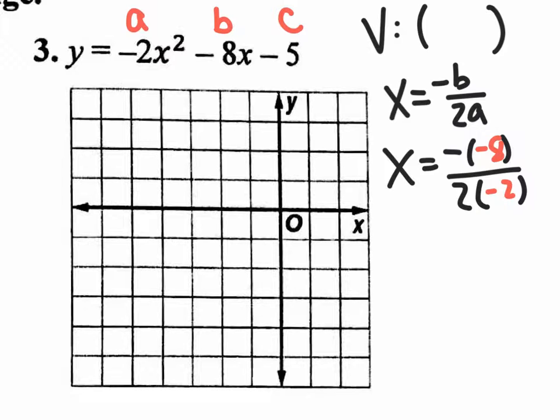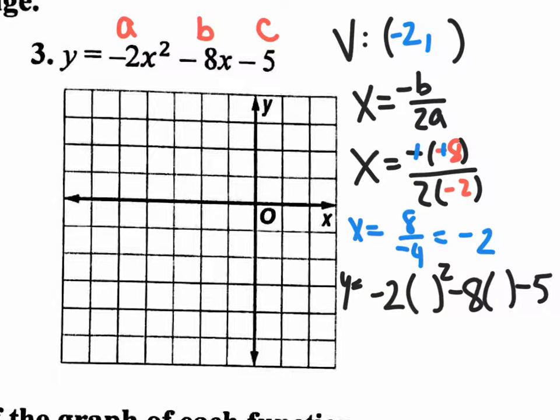And if I work this out, I get a positive 8 up on top and a negative 4 on the bottom. So x really equals positive 8 divided by negative 4, which equals negative 2. So my x value of my vertex is negative 2. Now my y value I'm going to find out by taking the negative 2 and plugging it back into both x's. So I'm going to rewrite this equation, but instead of x's, I'm going to put parentheses down here. Okay, so now we're going to plug in the answer that we got, which was negative 2. Plug it in right there and right there.